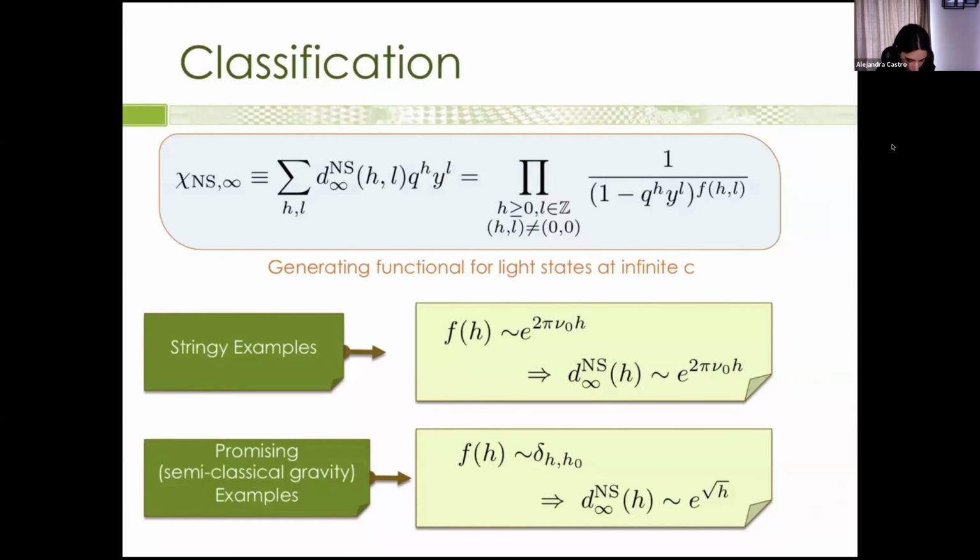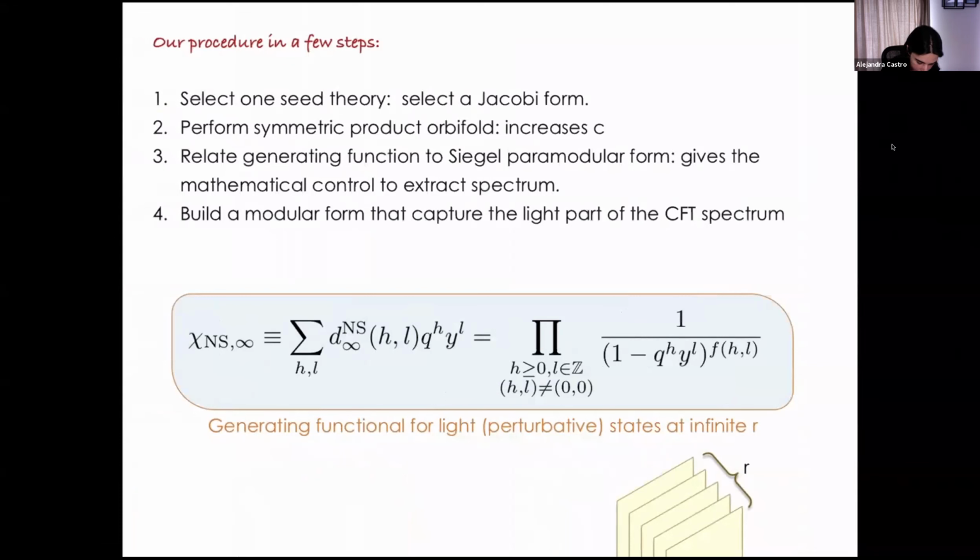Okay, so very good. So there's basically 2 things. Sorry, Alejandra, I think I may have missed it. So you're saying this chi NS infinity, the thing in the box, is the Jacobi form of the seed theory, or that's the final answer? No, that's the final answer. Here I inputted the Jacobi form. So I have a seed Jacobi form, I pick one and then I do the symmetric product of it. And this is the result of the R going to infinity, when I have this going to infinity number of copies.